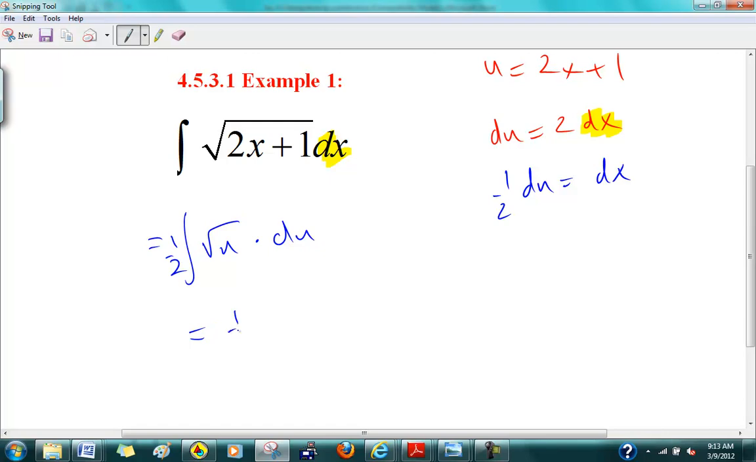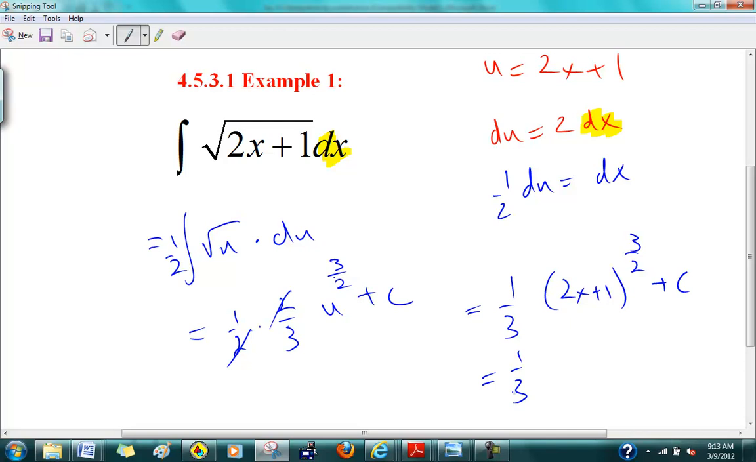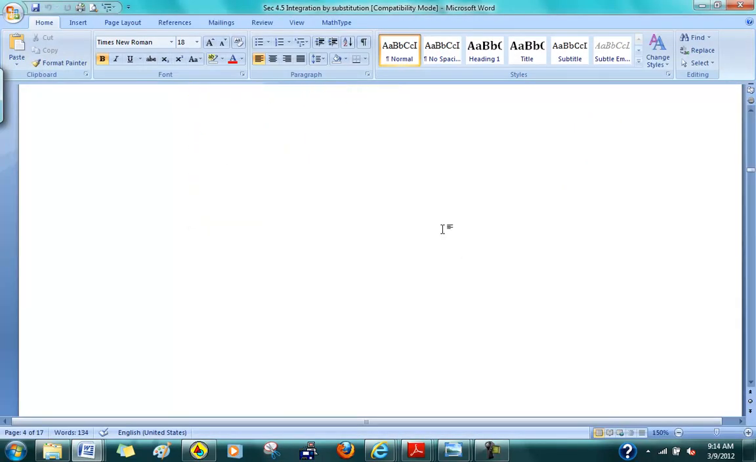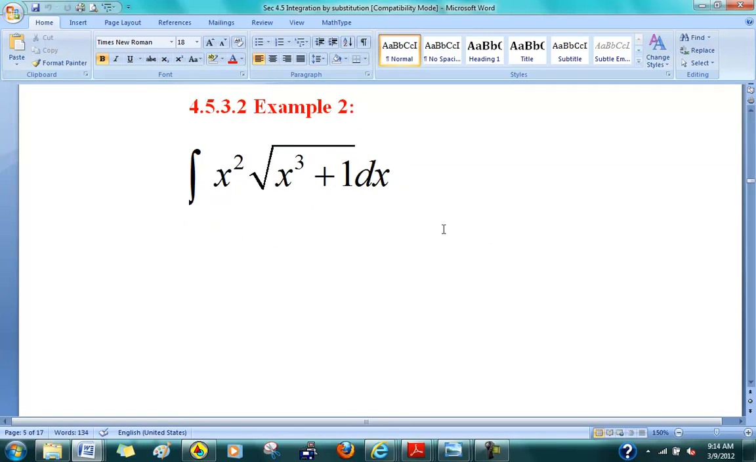Well, you know how to integrate this. 2/3 u to the 3/2 plus c. And then replace the u with what? Going the extra step. Okay, you guys with me on that? Right? Okay. Next example, I shall leave to you to do, or shall I do? I shall do? Okay, and then the one after that, you shall do.